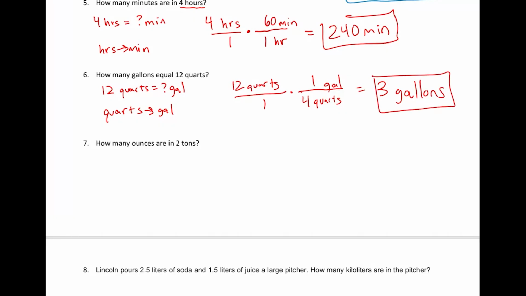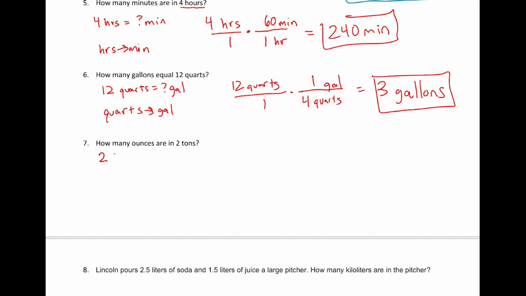Number 7, how many ounces are in 2 tons? Now here we do not have a direct conversion from tons to ounces. Now we do have one from pounds to ounces. There are 16 ounces in a pound. And we have a conversion from tons to pounds. There's 2,000 pounds in a ton. So we're going to have to do multiple conversions here.